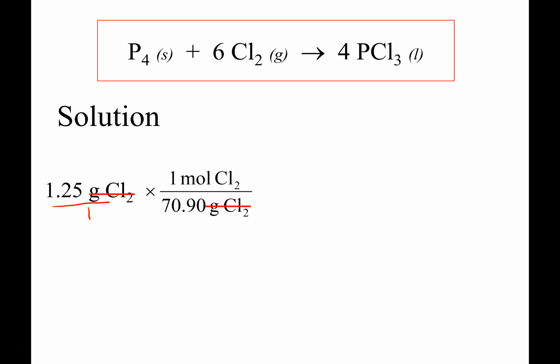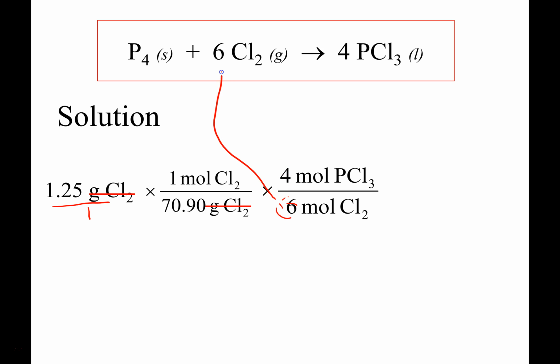Yep, moles of PCl3, very good. Moles of PCl3. And then what number goes with that? 4. Yep. That's it. So our ratio this time is going to be 4 moles of PCl3 over 6 moles of Cl2. So this 6 came from here, and this 4 came from here. Cool.